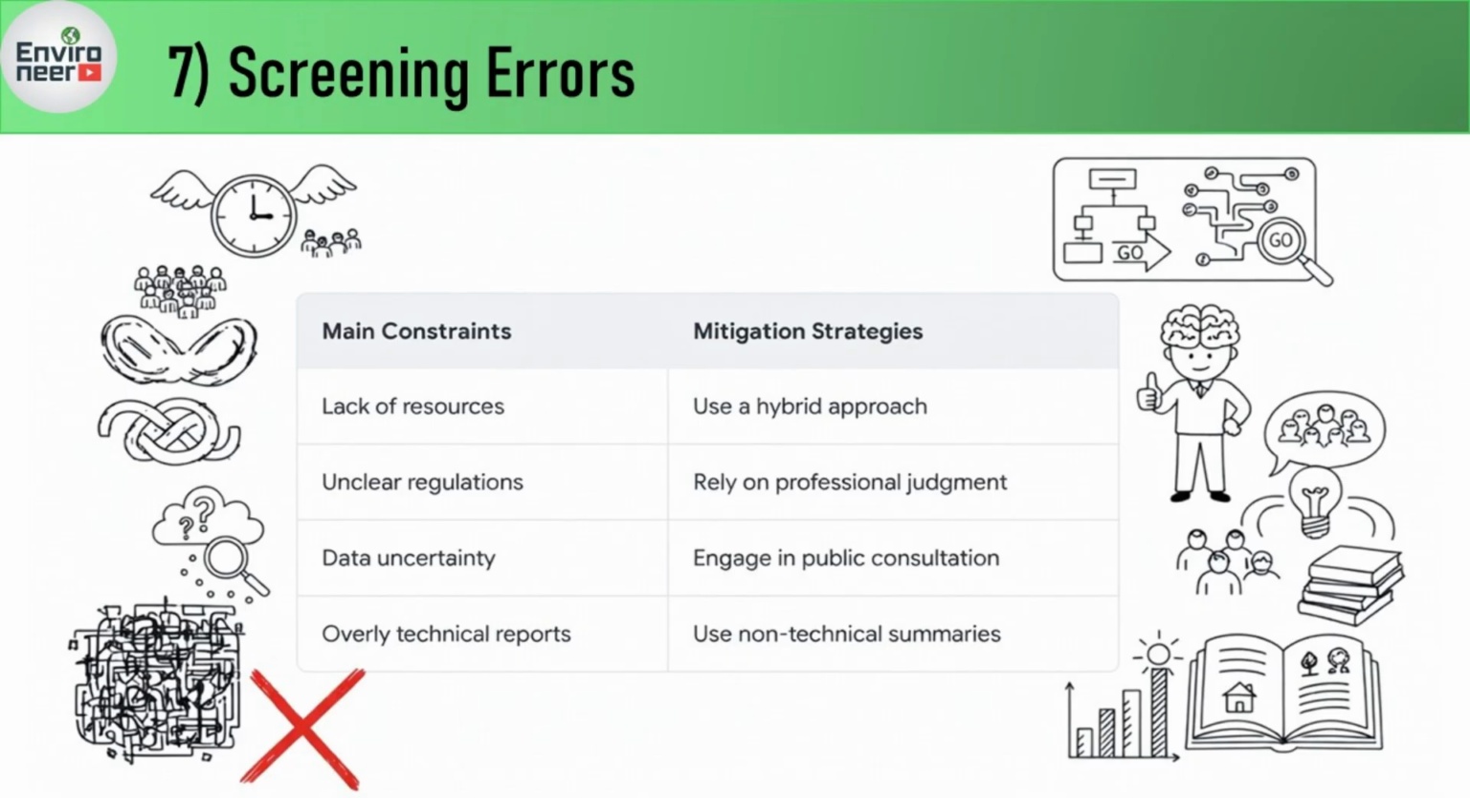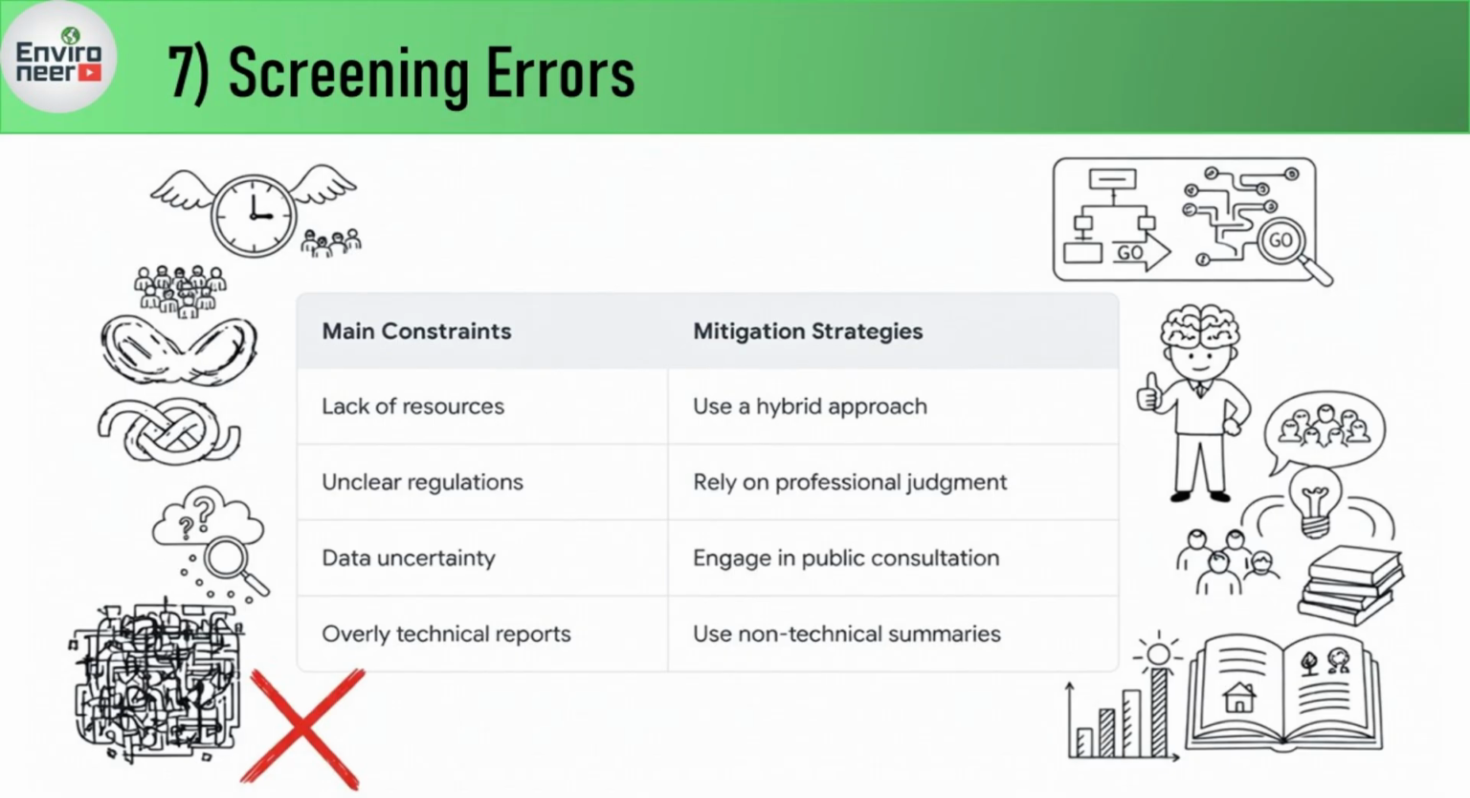One of the biggest issues is just a lack of resources. Not enough time, not enough staff. A smart way to deal with this is to use a hybrid approach. Use clear thresholds to quickly screen the easy projects, which frees up your experts to focus on the more complicated ones. Another problem is when the regulations themselves aren't very clear. When that happens, you really have to rely on the professional judgment of your senior staff.